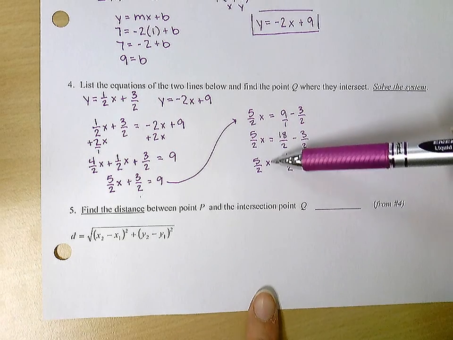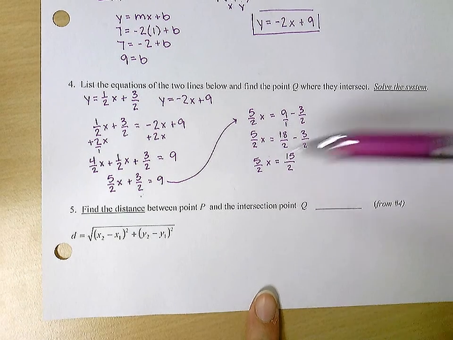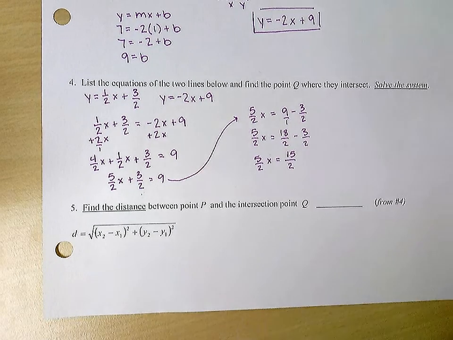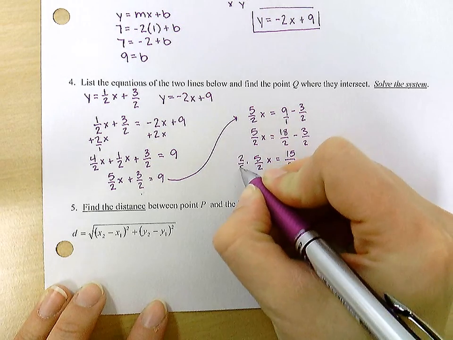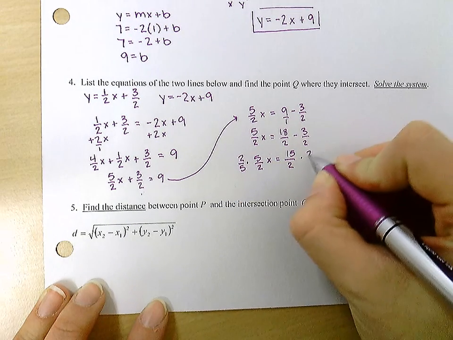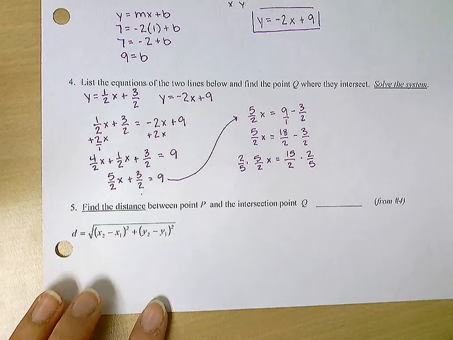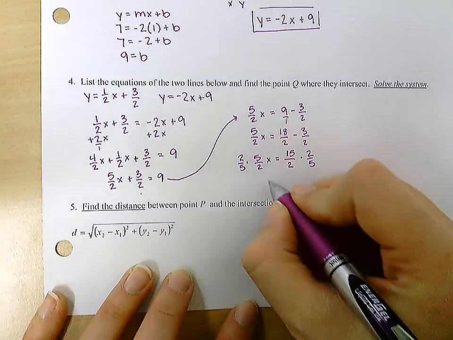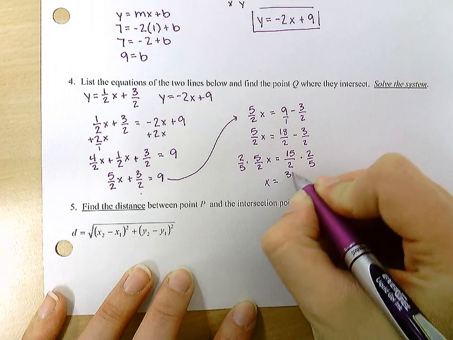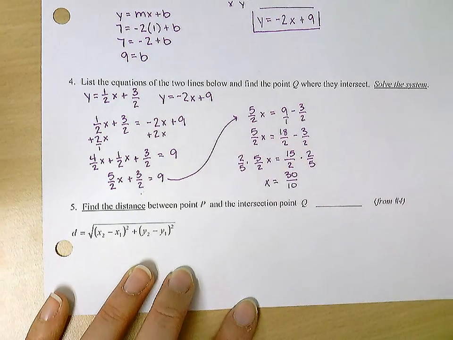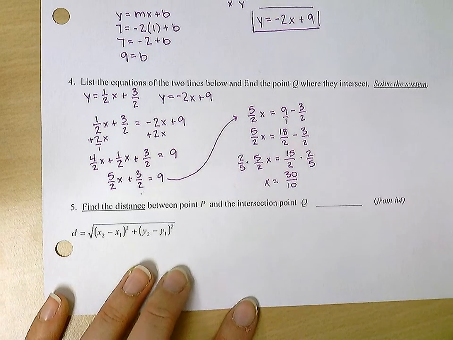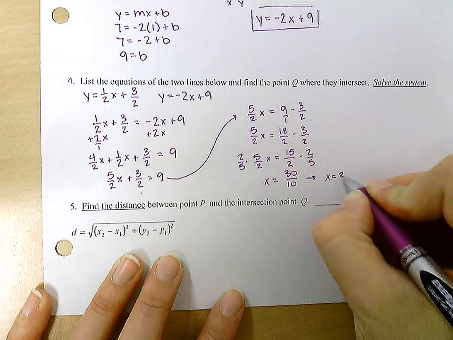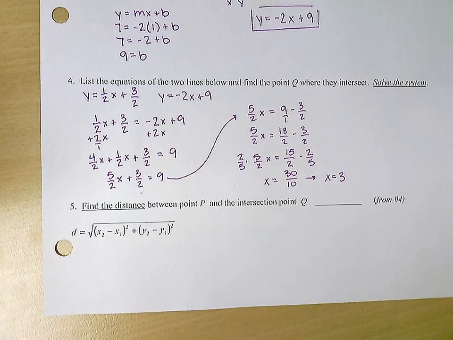Okay, almost done. So I still need x by itself. To get rid of this fraction out front, I just need to multiply by the reciprocal, so 2/5. Okay, so I end up with x is equal to 30 over 10. And I can actually divide 30 by 10, right, to get 3.